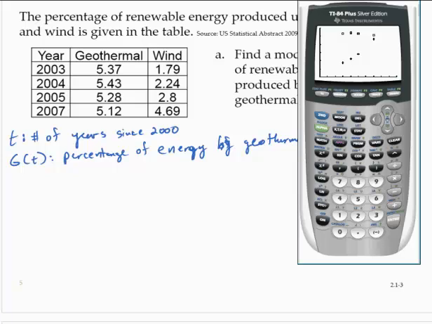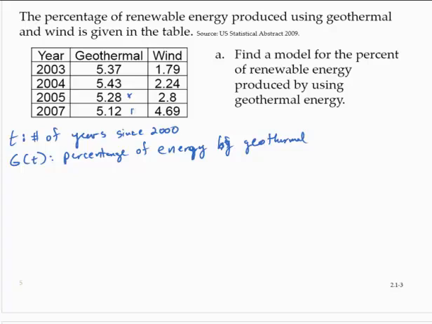All right, and so geothermal is the boxes, and we see a roughly decreasing trend. Well, notice it increased slightly and then decreased. So I'm going to focus on the decreasing trend, and I think I'll use the third and fourth ordered pairs here. So then M would equal 5.12 minus 5.28 over 7 minus 5. So that's negative 0.14 over 2, so that's negative 0.07. Except I subtracted incorrectly. That should have been a negative 0.16 over 2, and so negative 0.08.